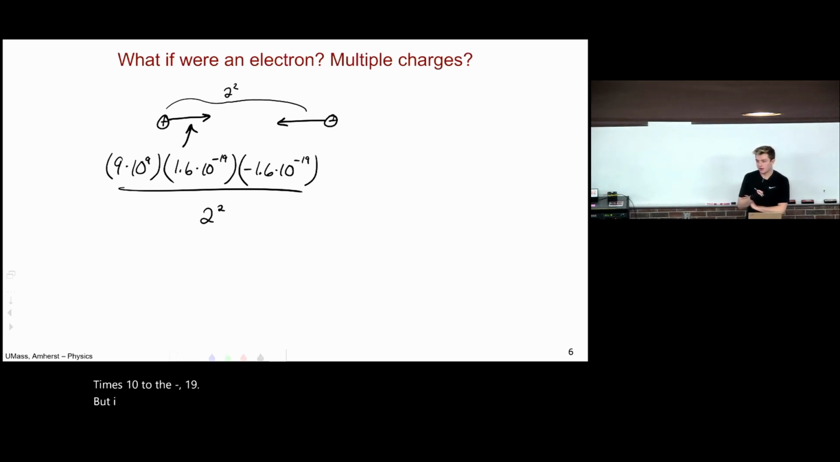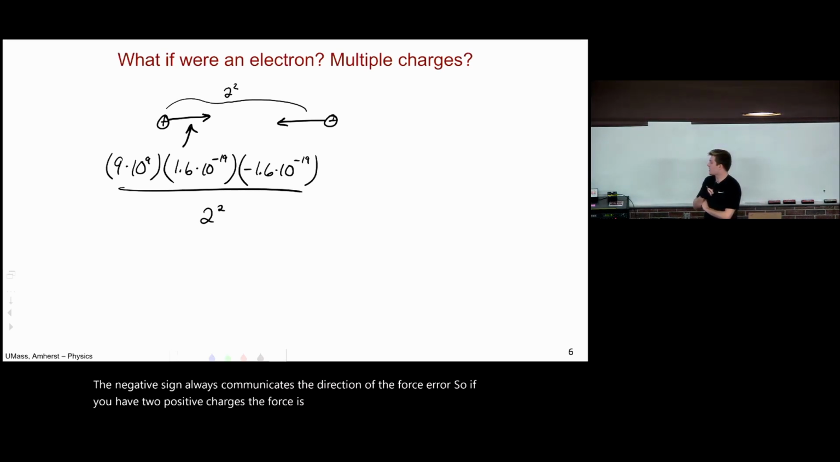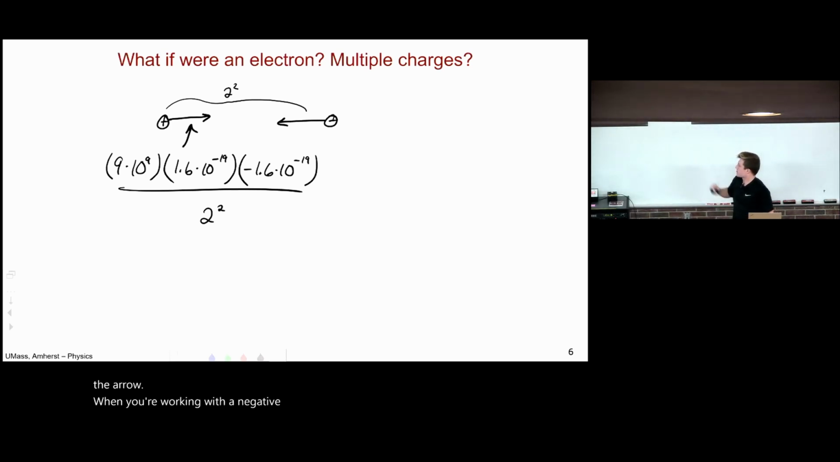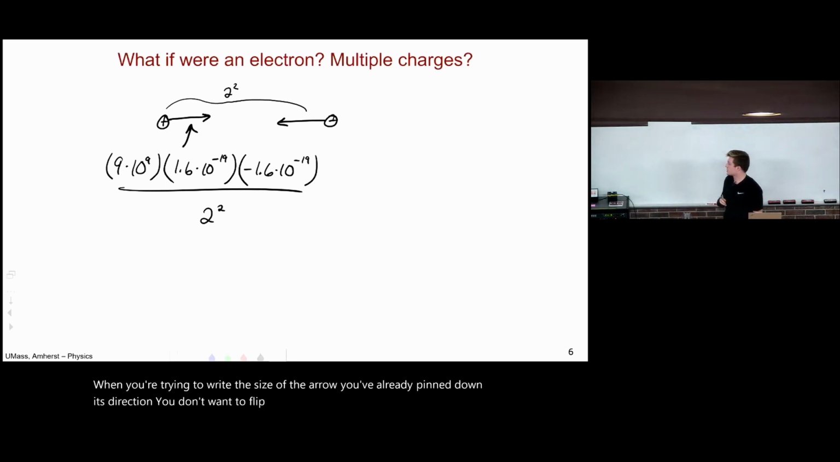But I want to point something out. The negative sign always communicates the direction of the force arrow. So if you have two positive charges, the force is just in the direction that you drew the arrow. When you're working with a negative charge, and this will require some getting used to, by the way, when you're trying to write the size of the arrow, you've already pinned down its direction. You don't want to flip its direction around with minus signs again. You already got the fact that there's a negative charge involved. So you're actually just going to use the size of the charge on the two objects.